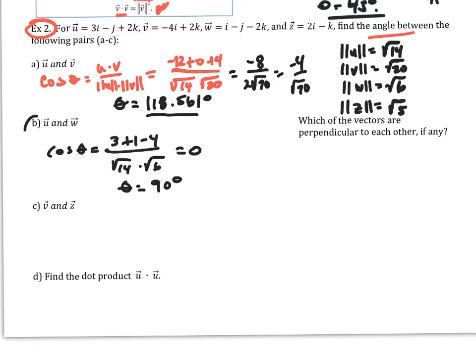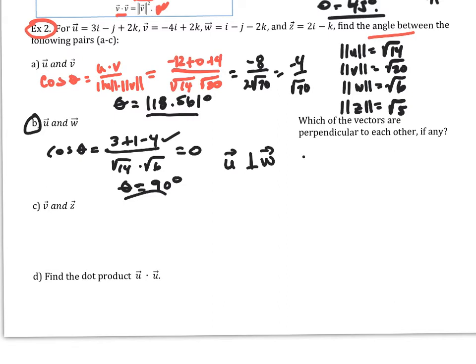And then if you go ahead and do B, you notice that in the numerator, you're going to get 0 divided by some number. So the cosine of theta is equal to 0. When that happens, you're at 90 degrees. So what's true about U and V? Well, U is perpendicular to W.